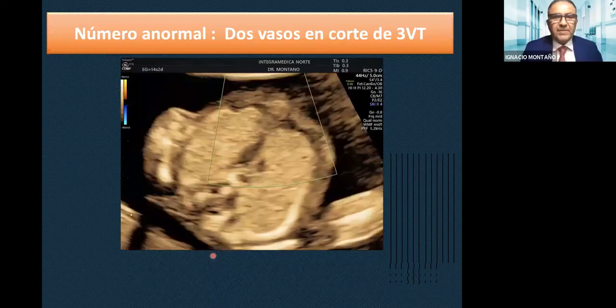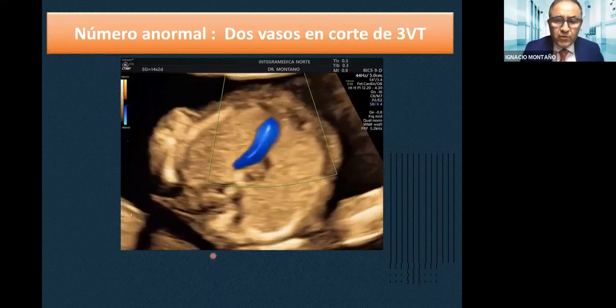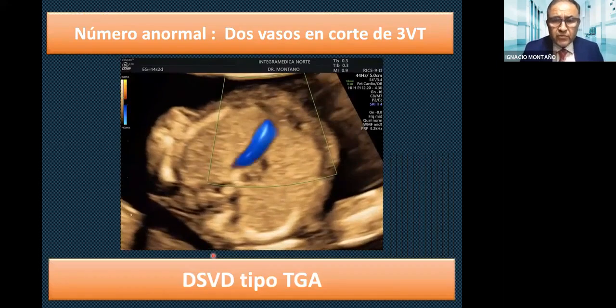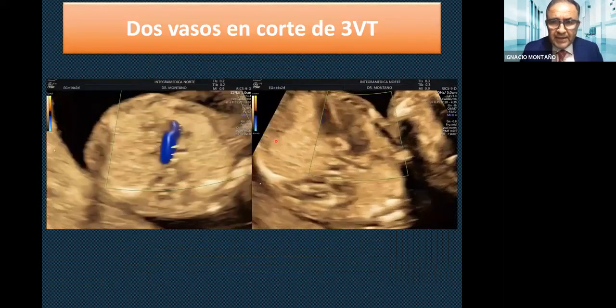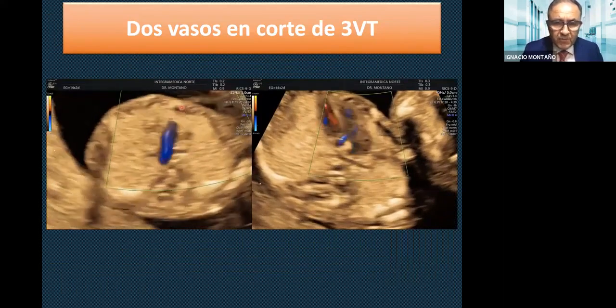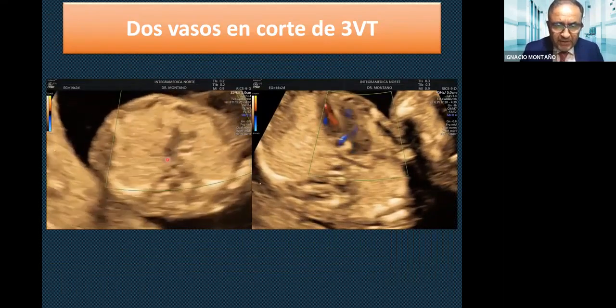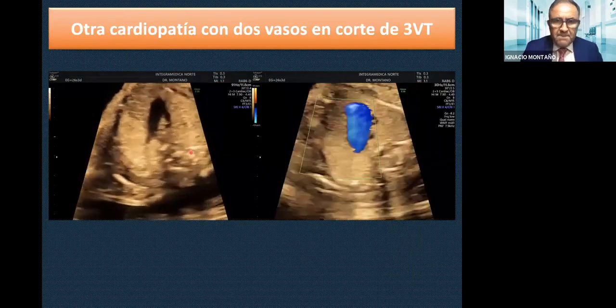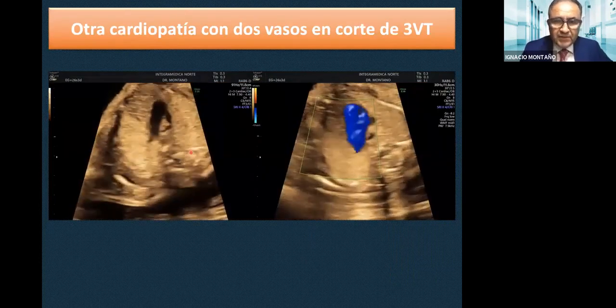Two vessels in the three-vessel trachea view. We can also see this in another conotruncal heart defect, double outlet right ventricle of the transposition of the great arteries type, where we will see the same thing. Here in this case, we see the transverse aortic arch and the vena cava, and we are also going to see two vessels in the three-vessel and trachea view.